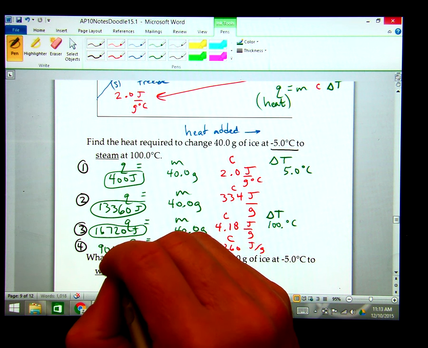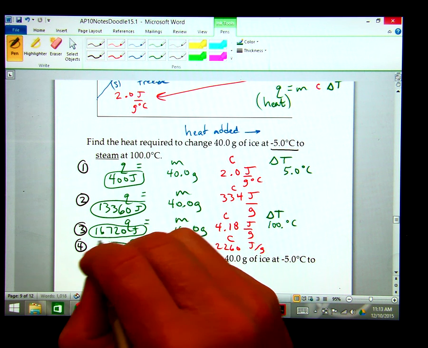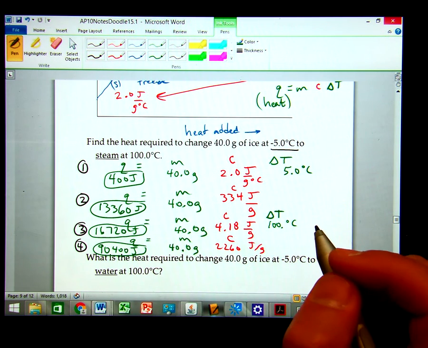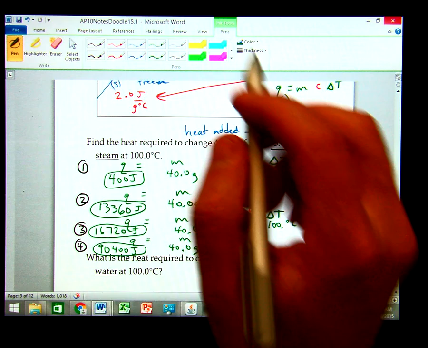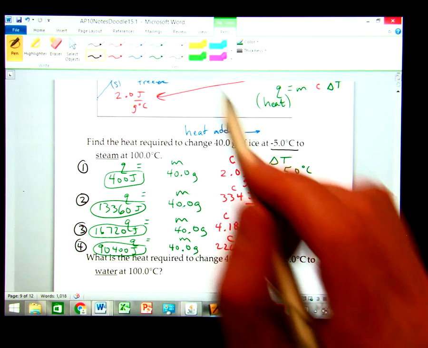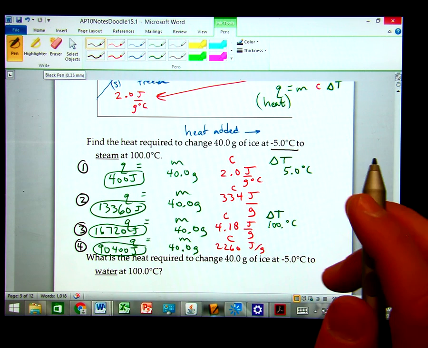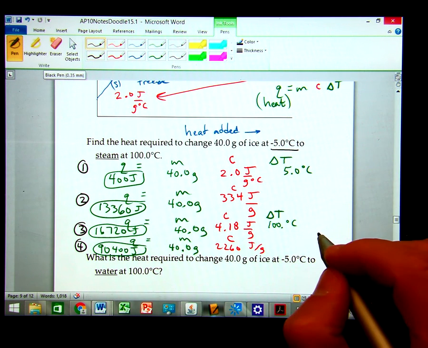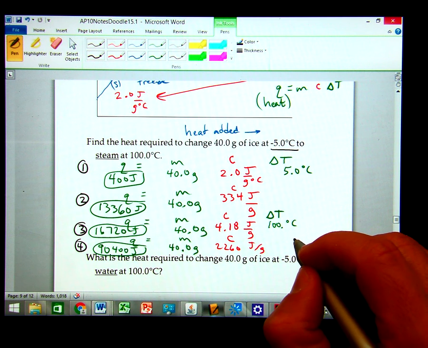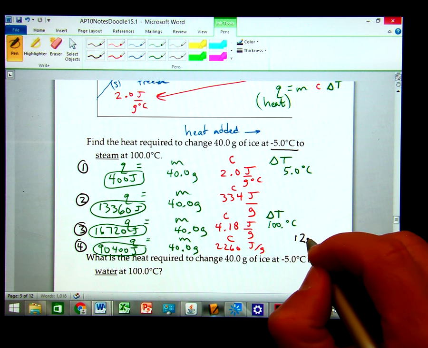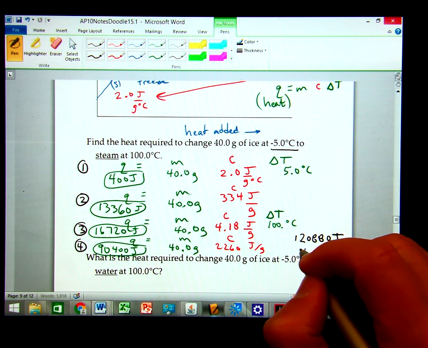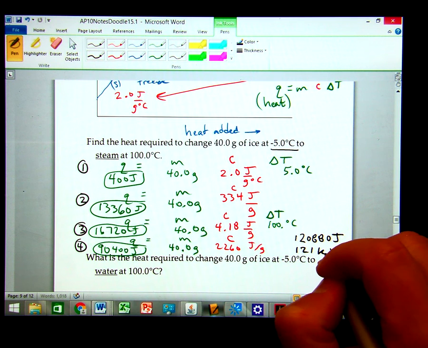90,400 joules. So for this whole process, how much energy did it take? You just got to add up all the numbers. And when you add up all the numbers together, you get 120,880 joules, which is the same as 121 kilojoules.